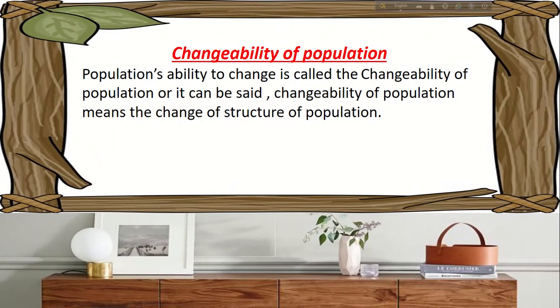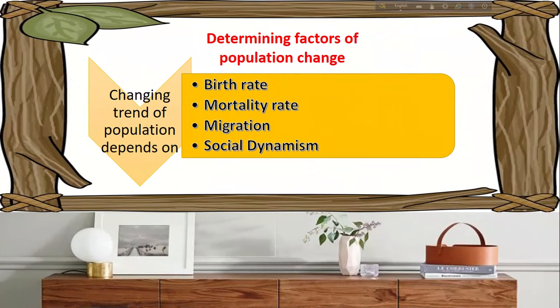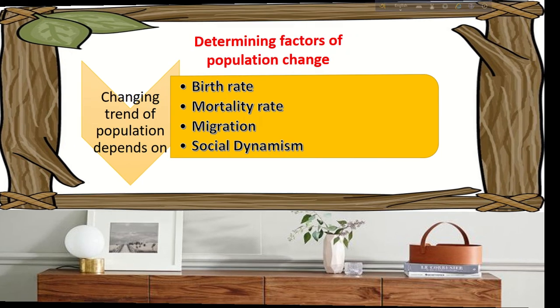Now we will know the changeability of population. What is the changeability of population? Population's ability to change is called the changeability of population, or it can be said changeability of population means the change of structure of population. Some factors mainly change the trend of population. So the factors are birth rate, mortality rate, migration and social dynamism or dynamics.